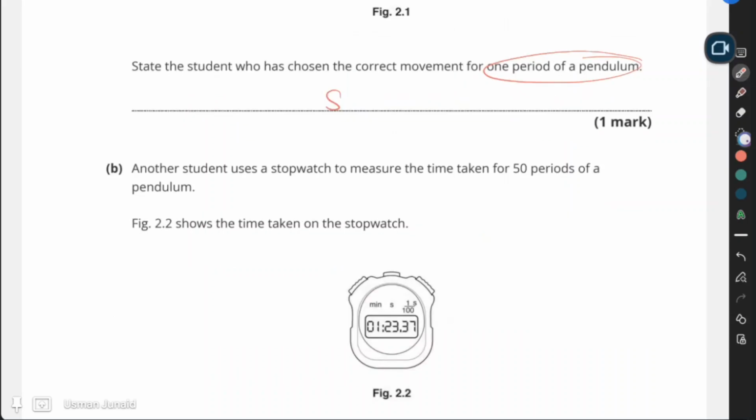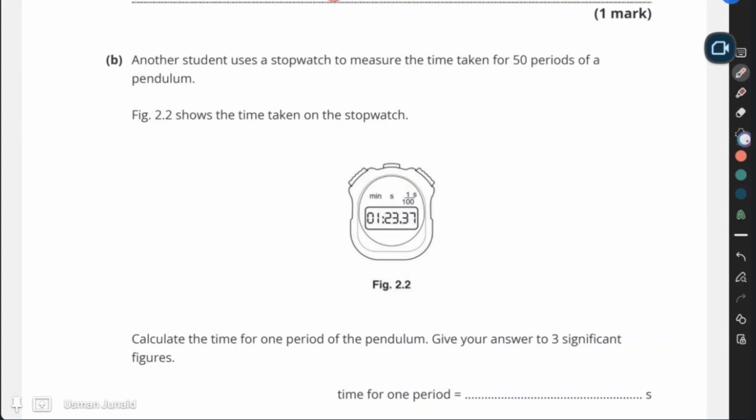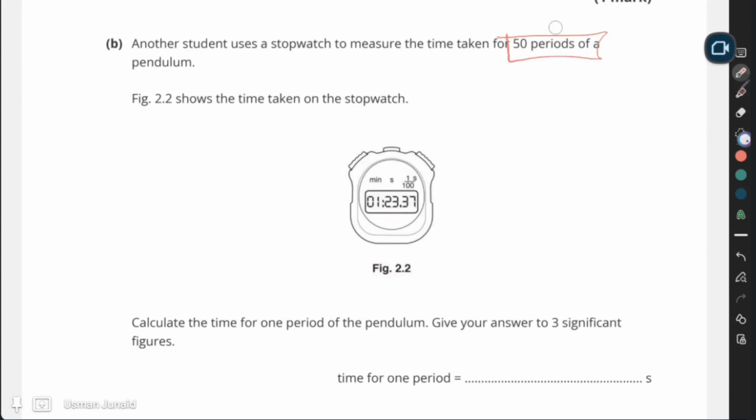Another student uses a stopwatch to measure the time taken for 50 periods of a pendulum. Figure 2.2 shows the time taken on the stopwatch. So it's this long: a minute and 23 seconds and 0.37. So it's 1 minute, 23.37 seconds.